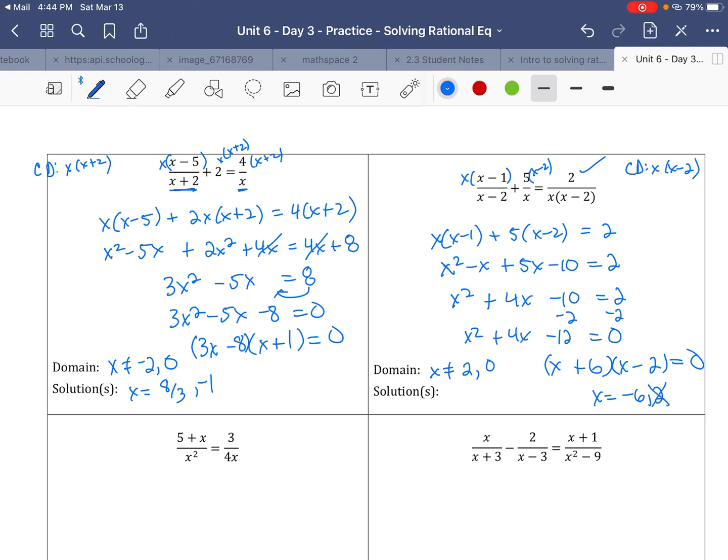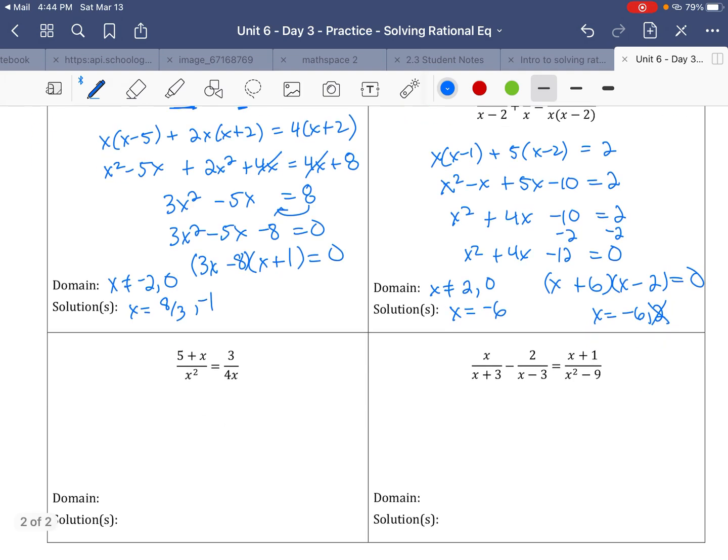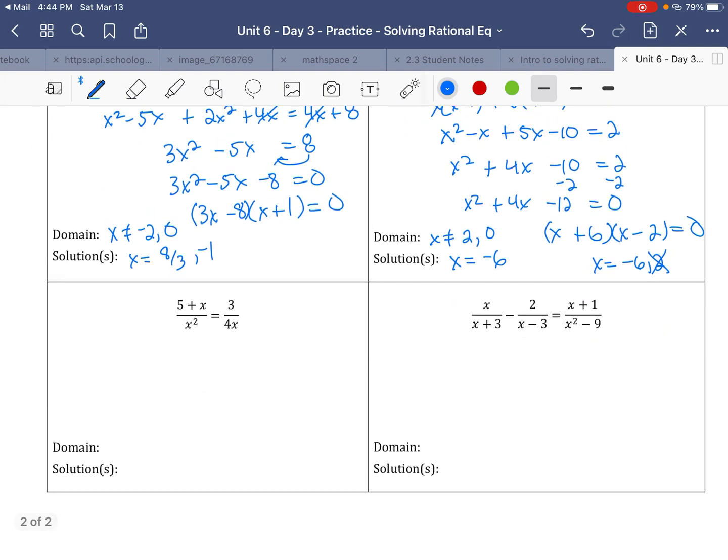Uh-oh. 2 is a no-no because look here on my domain. So my only answer is negative 6. That's the only one I'm allowed to say. So if you had a multiple choice where choice A was, the answers are negative 6 and 2, and choice B said the answer is just negative 6, it would be choice B. You can't include 2 because it is a restricted answer. It's extraneous.